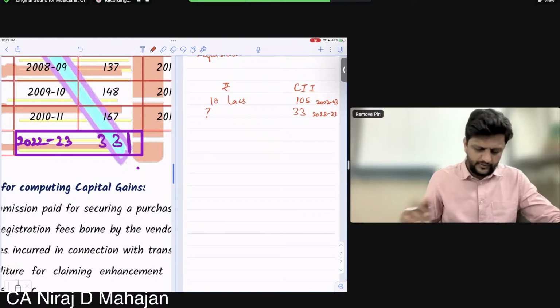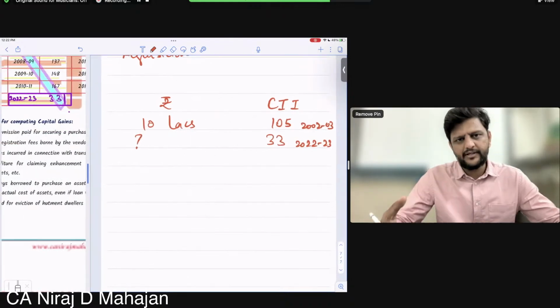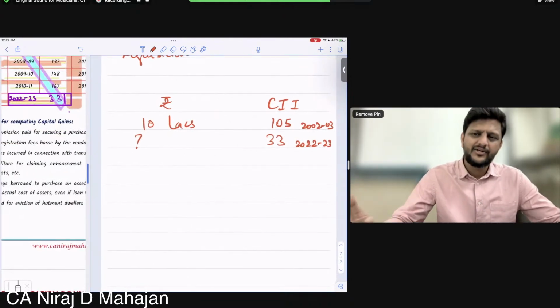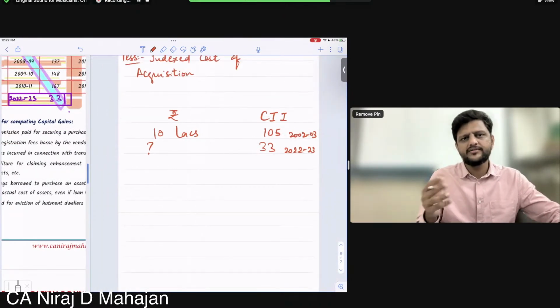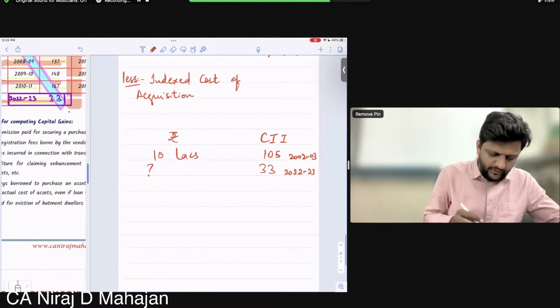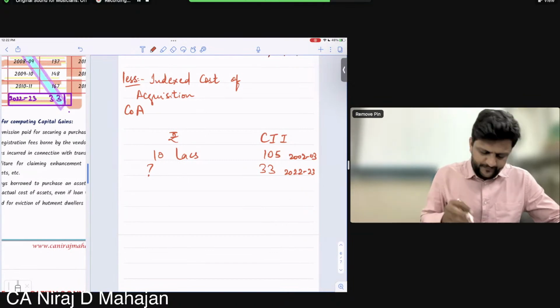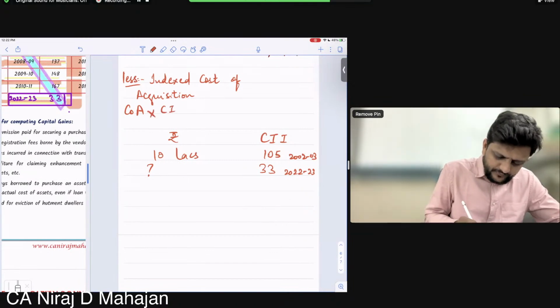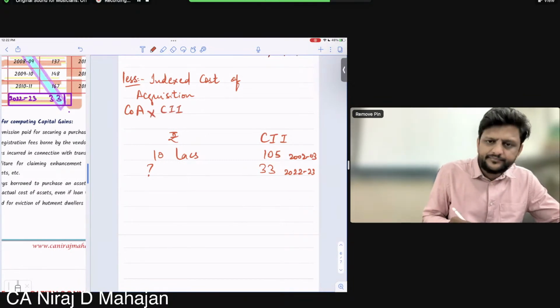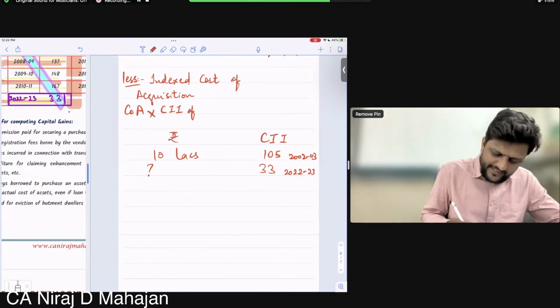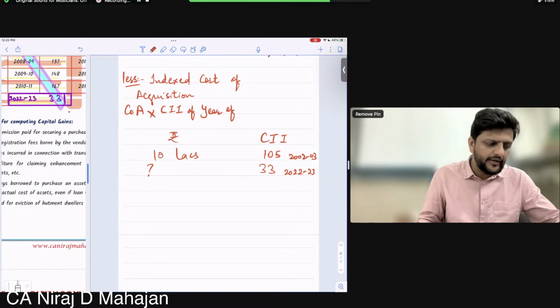Okay, all of you? Now, in that case, simply you can do cross multiplication. So that is the logic. So what is my always so simple formula? Just pay attention. COA. What is COA? Cost of acquisition into CII of year of taxability. When are we taxing it? In the current year, 22-23 PY.